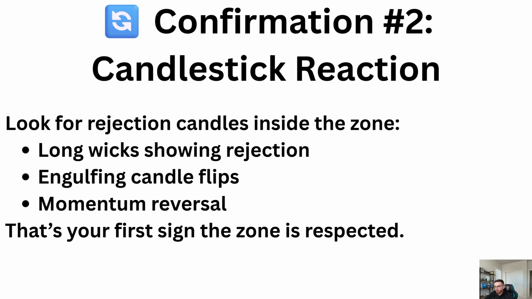So my main confirmation is going to be candlestick reactions. When price enters these zones, whether it be a bounce or a rejection, ideally we would like to see longer wicks showing that price is either going to reject or bounce, engulfing candles showing that buyers or sellers are very strong at the level, or just overall a momentum reversal, also known as absorption, which I actually have a video of absorption. I'm going to leave that down in the description, but that is your first sign that the zone is being respected. Also with the long wicks showing if price is going to bounce or reject.